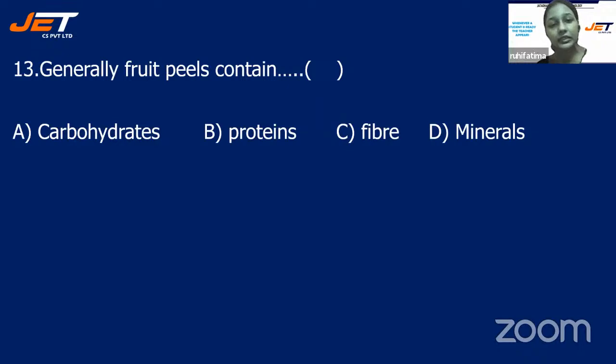Generally, fruit peels contain dash: carbohydrates, proteins, fibers, or minerals. Come on, students. Now, this question is for you. Quick responses. You have 30 seconds. All right, time's up. And the correct answer for this is fiber.